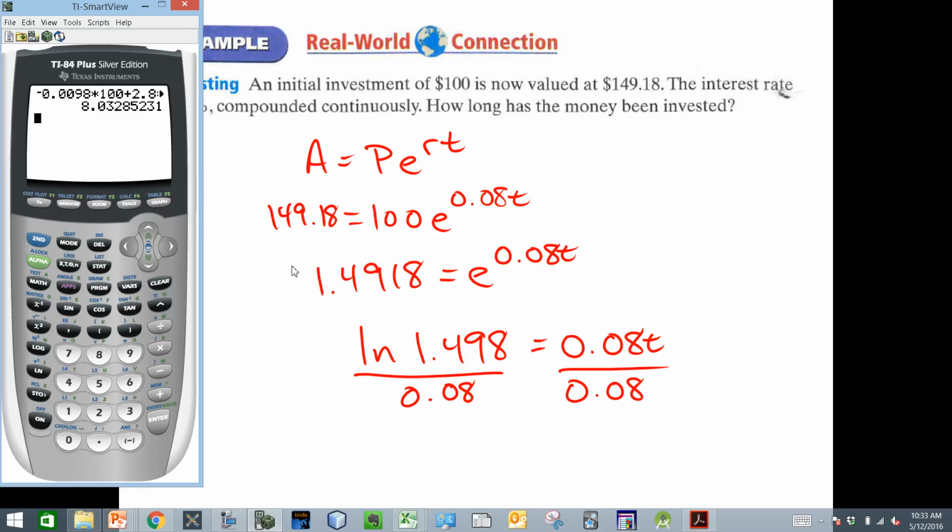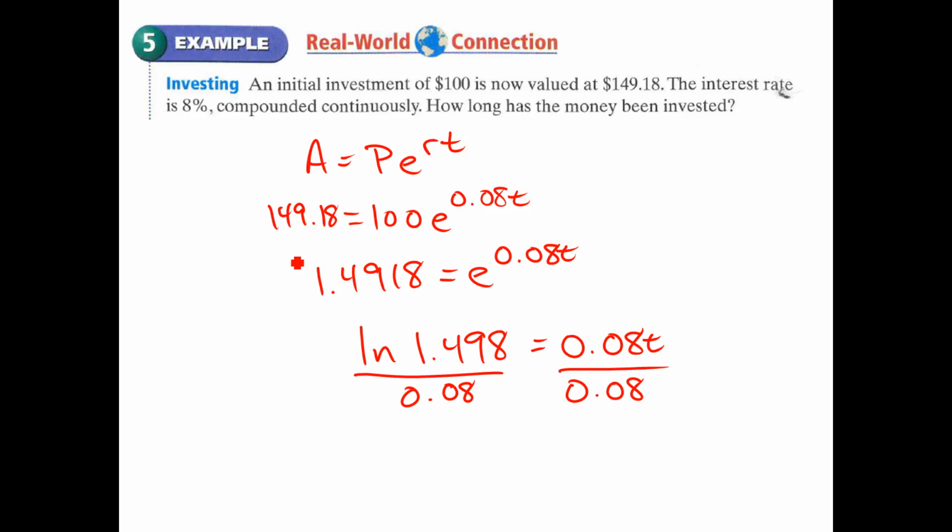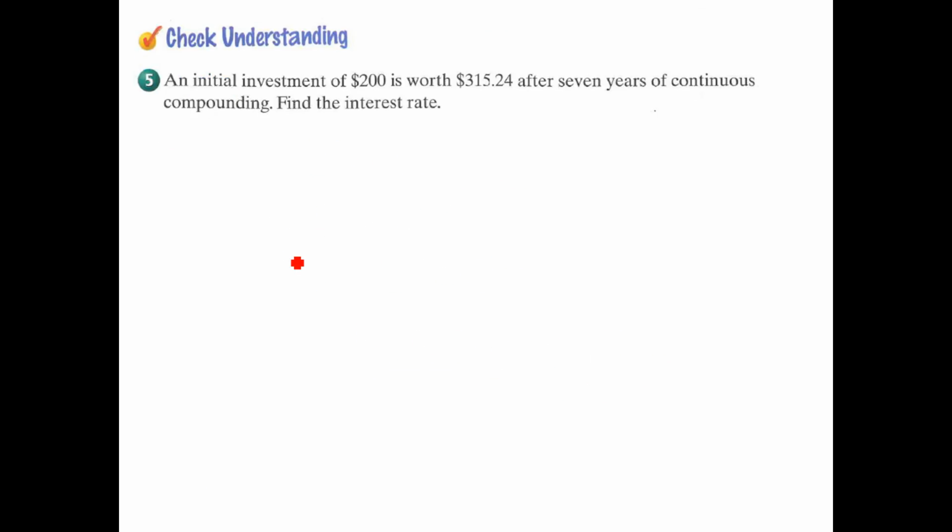Let's grab the calculator. And so we'll say natural log of 1.4918. Did I forget a 1 in there? I did. Close your parentheses. Make sure you do that. And then divide by 0.08. And we have 4.9997, so just about 5 years to make that grow from $100 to $149.18. All right, yours to finish, number 5. I believe that's it. Yes, it is. So finish up number 5. Any questions, ask them in class. Good luck.